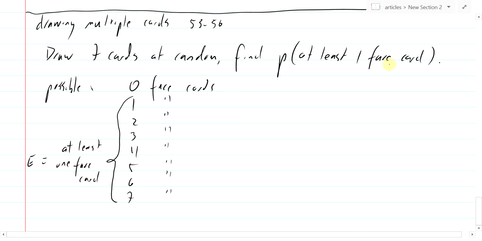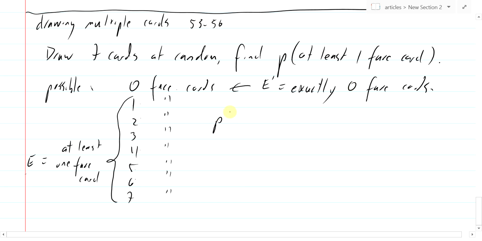So to calculate this directly, I have to calculate what's the probability of getting exactly 1, what's the probability of getting exactly 2, exactly 3, 4, 5, 6, 7, and then add those all up. This, however, if this is all E, this must be the complement to E, E prime. And that's exactly 0 face cards. So, calculating the probability of E is tedious because I have to do 7 calculations. Calculating the probability of E prime is pretty straightforward because I just have one calculation to do.